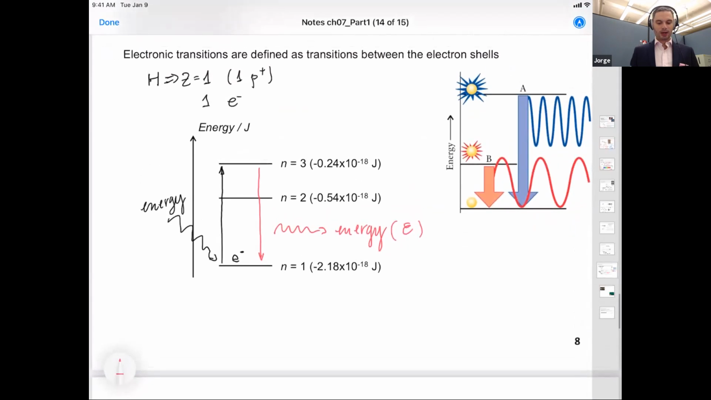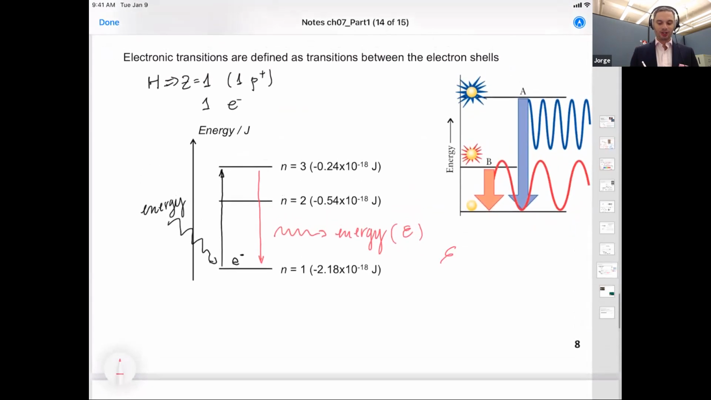And we can correlate energy with the color of light. Okay. So depending on the value of energy, we are going to find a determined value for the frequency that will fall eventually in the visible. Okay. So this energy gap can be in the red, in the green, in the blue, or in the violet. That will depend on the correlation between energy and frequency.